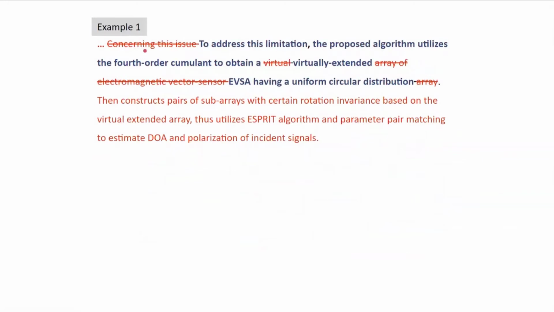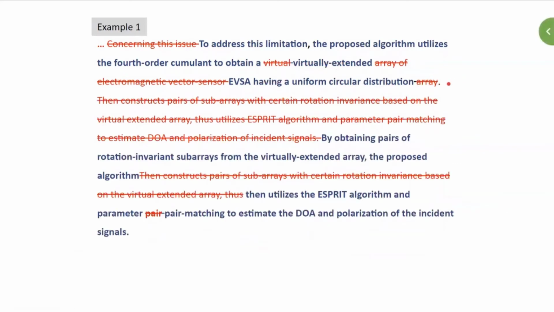Concerning this issue, it would be better to say "to address this limitation," because we just pointed out a limitation, right? So our paper has to sell the idea. We are trying to say that we are the ones who solve this problem. So, to address this limitation, the proposed algorithm utilizes a virtually extended EVSA having a uniform circular distribution.